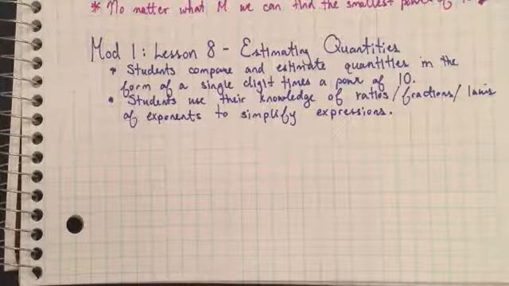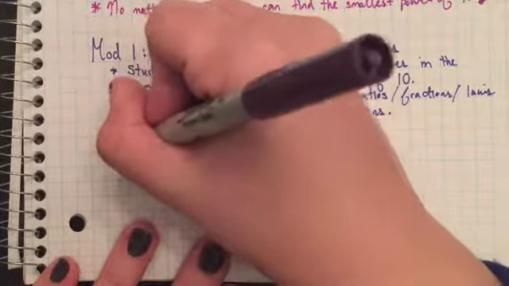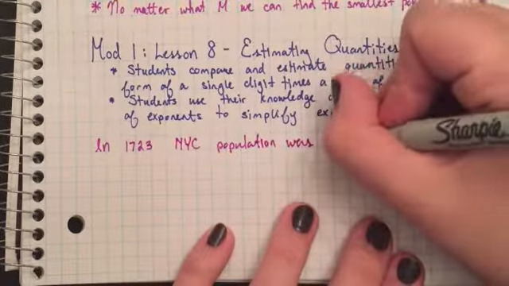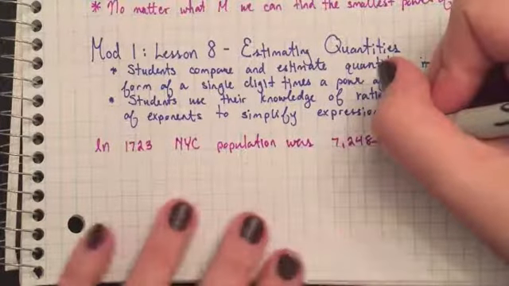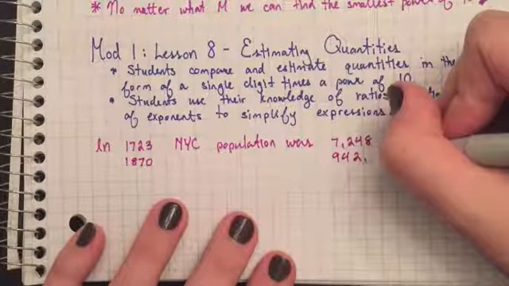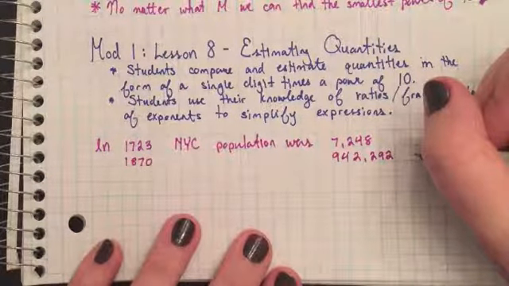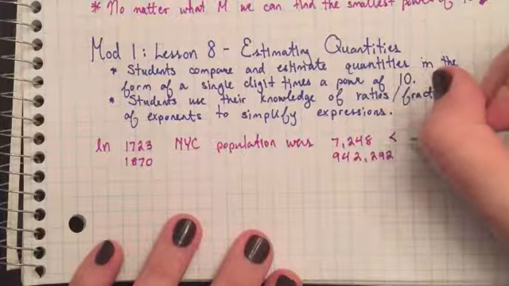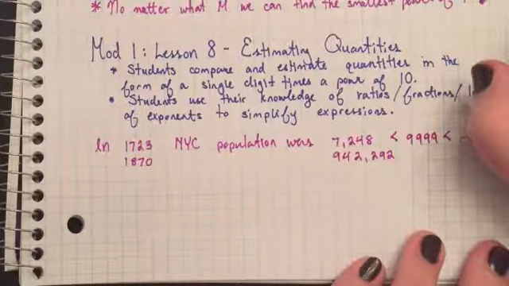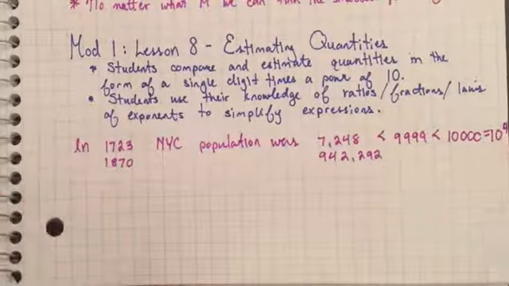So let's look at this scenario. It says in 1723, the New York City population was 7,248. And in 1870, the population was 942,292. If I rewrite these values as an approximate 10 to the power, I can say 7,248 is less than 9,999, which is approximately 10,000.